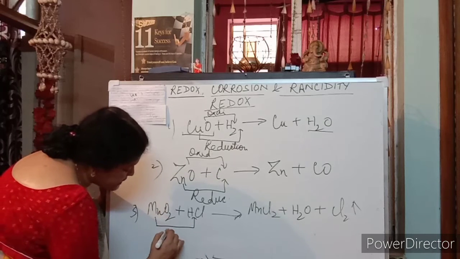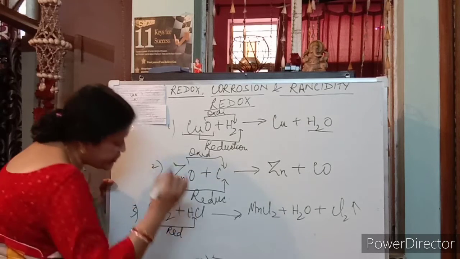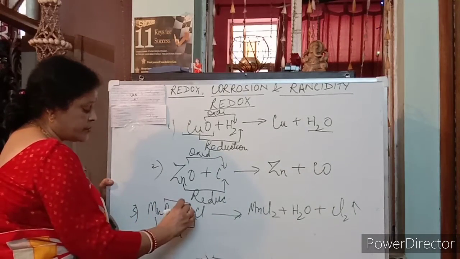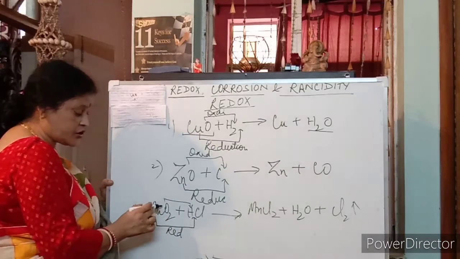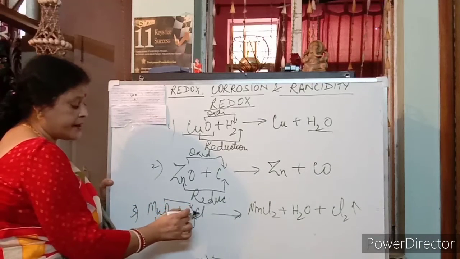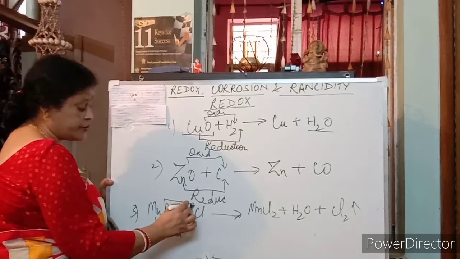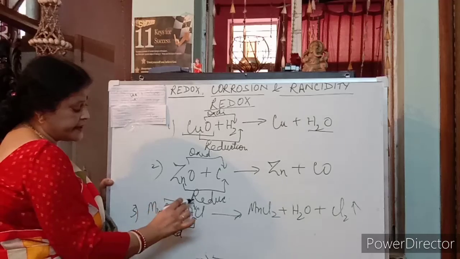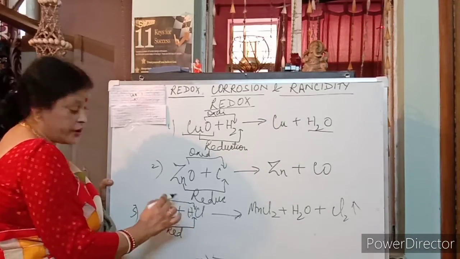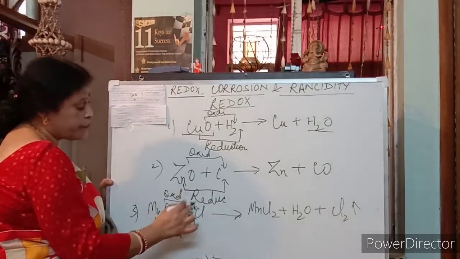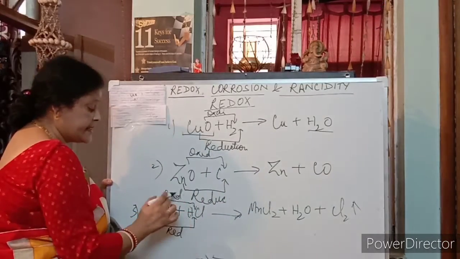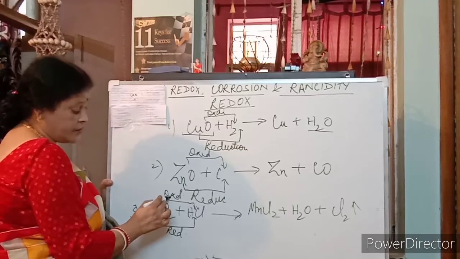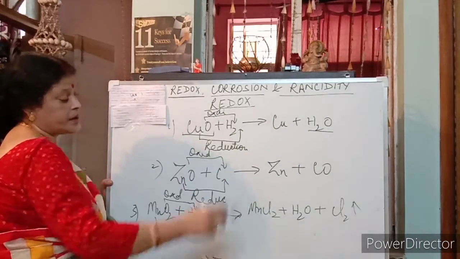So MnO2 is losing oxygen, which means we are talking about reduction. Here hydrogen is gaining oxygen to form water. The oxygen is added here. That means what is going on? Oxidation to form water. So HCl is undergoing oxidation, and the chlorine gas is released.